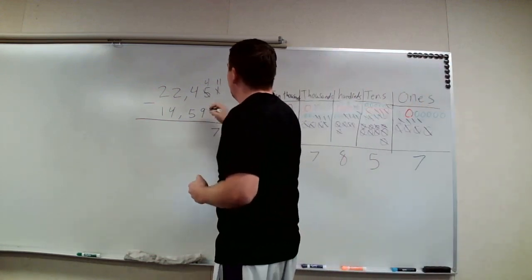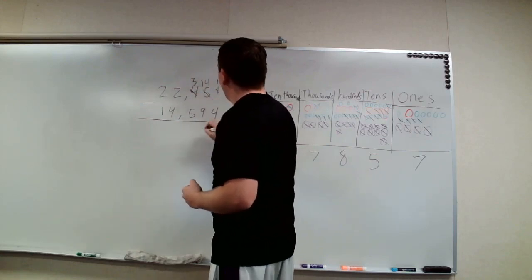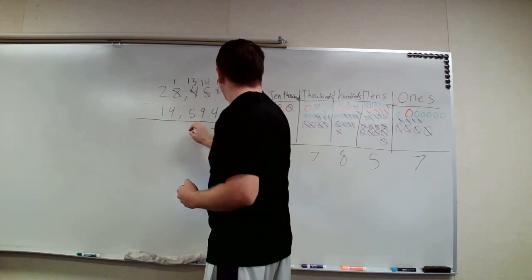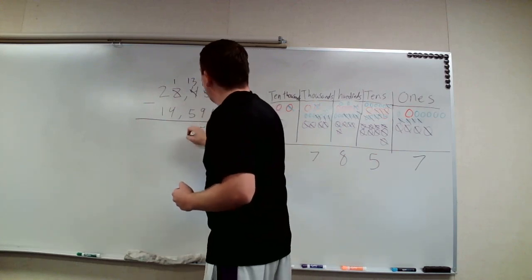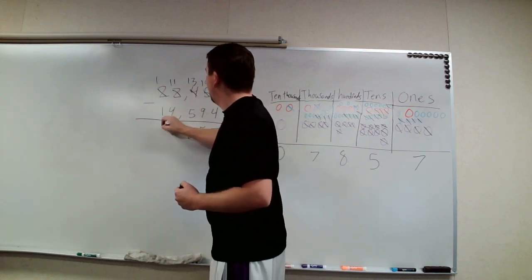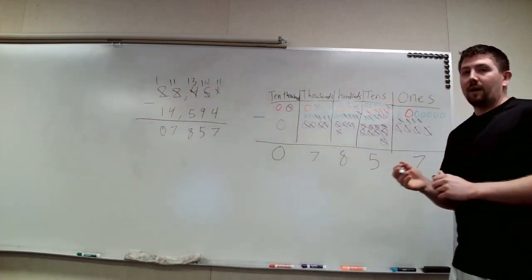We have 7. We borrow. We get 5. We borrow. We get 8. 13 minus 8. We borrow. We get 7 and 0. 7, 8, 5, 7.